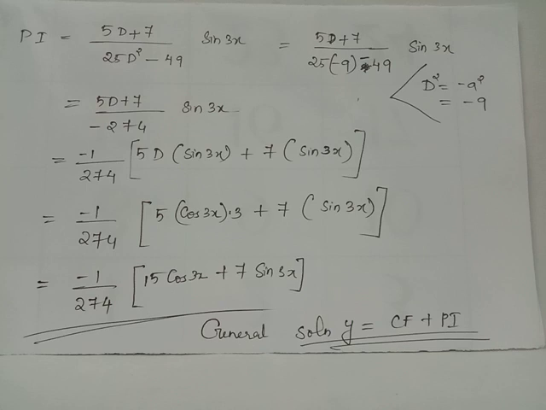5 times the derivative of sin 3x with respect to x plus 7 multiplied to sin 3x will be carried out in the numerator. We have the derivative of sin 3x will be cos 3x multiplied by 3. Thus we obtain 15 cos 3x + 7 sin 3x in the numerator, and the denominator is −274. Hence we have P.I. = −(1/274)(15 cos 3x + 7 sin 3x). The general solution will be the sum of the complementary function as well as the particular integral.